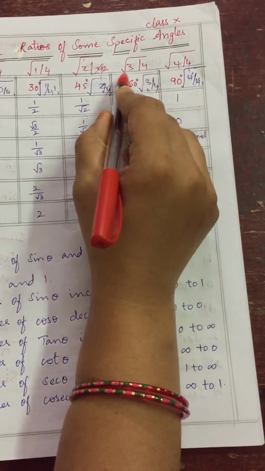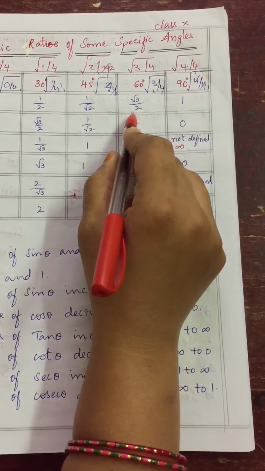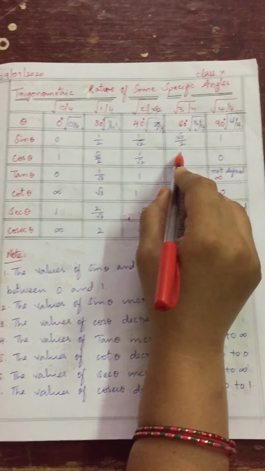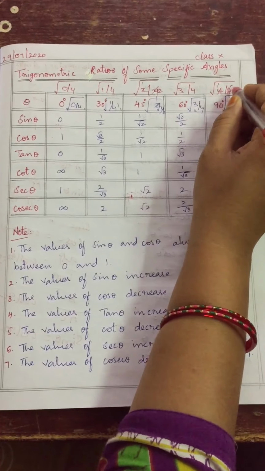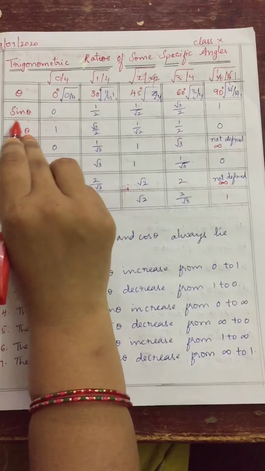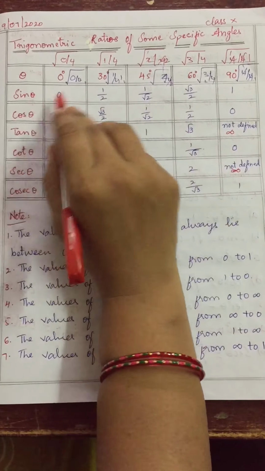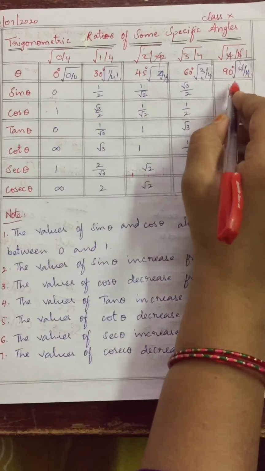So square root of 3 by 4: square root of 3 is square root 3 only, square root of 4 is 2. So sine 60 is root 3 by 2. 4 by 4: square root of 1 is 1. So sine 0 is 0, sine 30 degree is 1 by 2, sine 45 degree is 1 by root 2, sine 60 is root 3 by 2, sine 90 is 1.